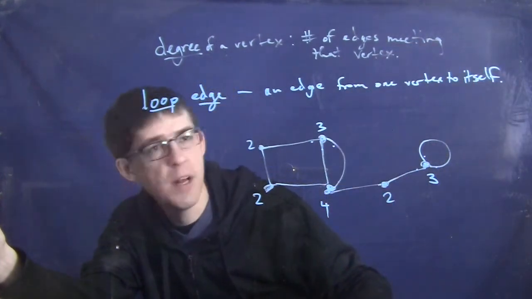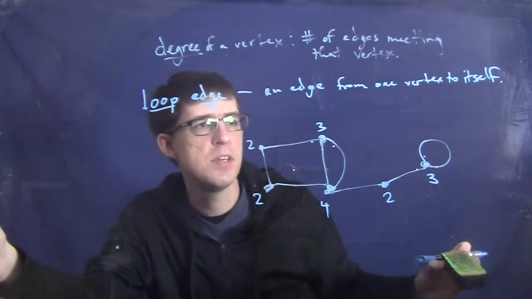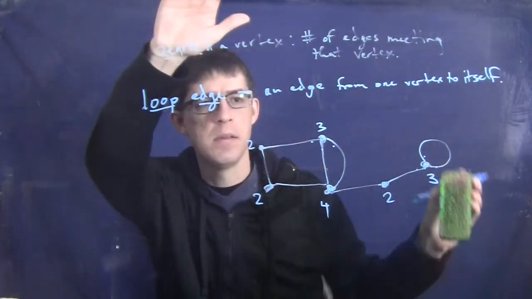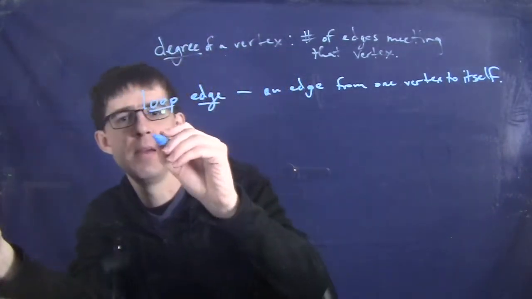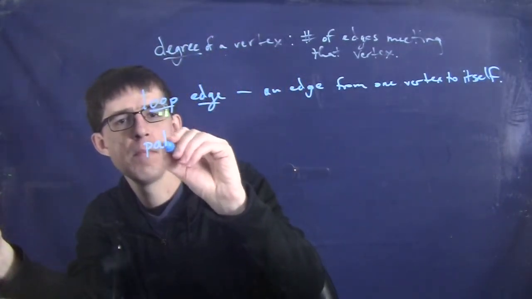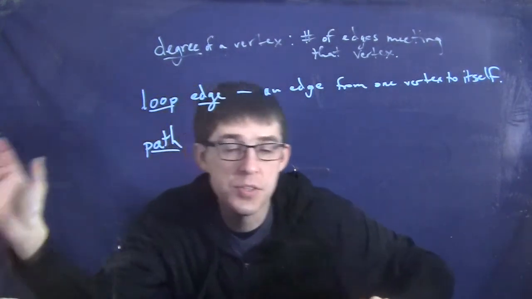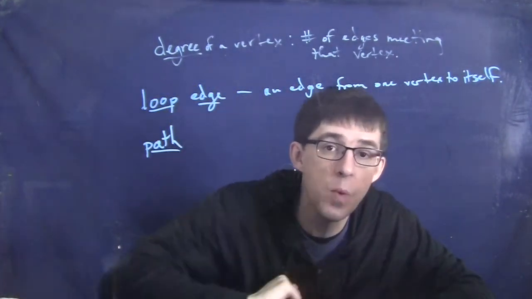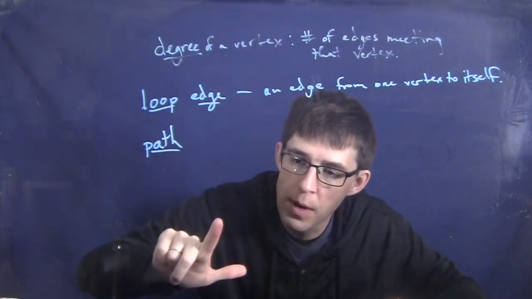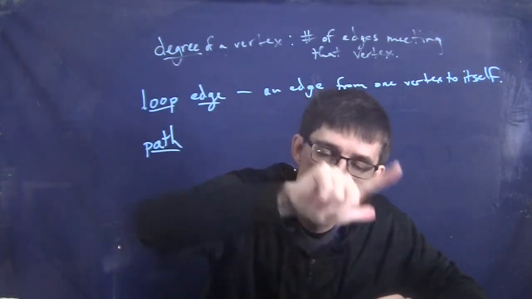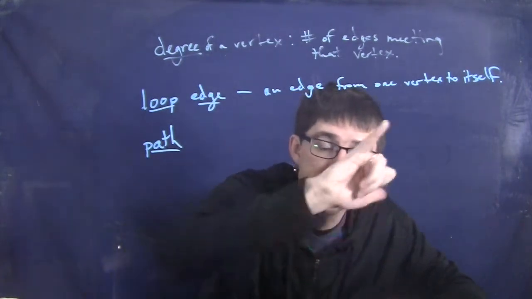What else? Simple terminology. There's no real surprises here. A path. I'm going to erase this now just so I can continue my list. A path is just sort of a bunch of edges one after another. It's what you think a path should mean. You start at one vertex and you go through the graph by following edges one after another.